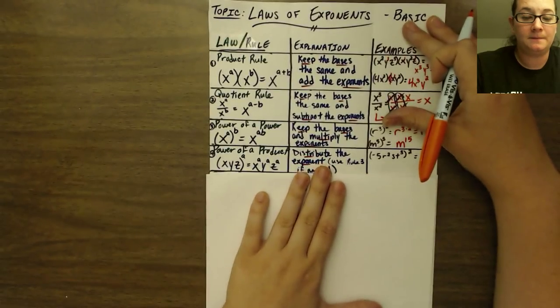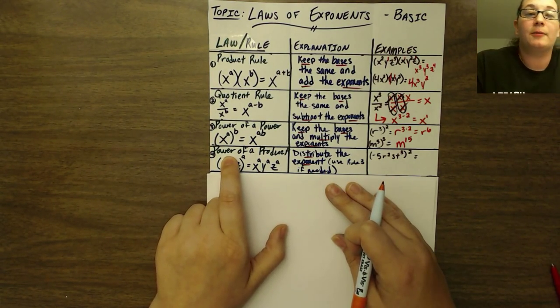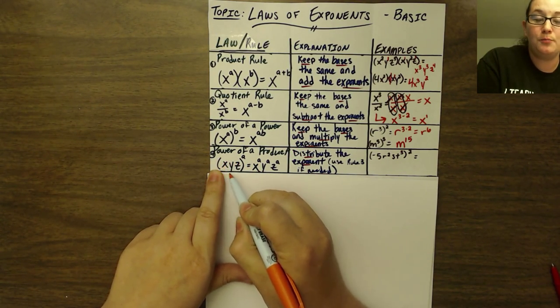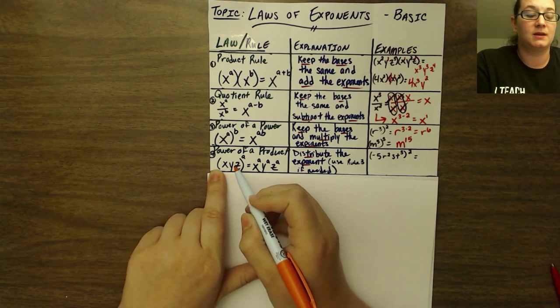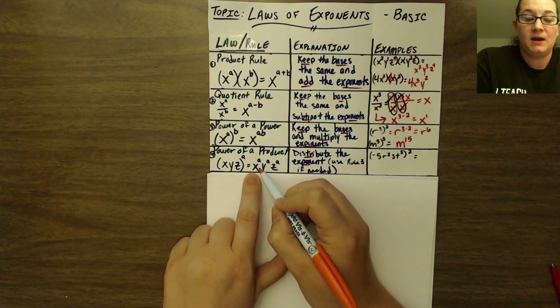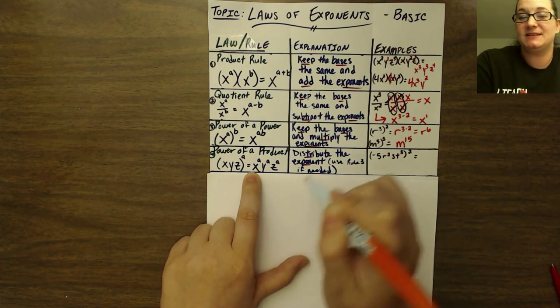The next one is power of a product. What that means is you have certain things on the inside and they're all multiplying each other, and they're all being raised to an exponent. Then I just distribute that exponent to each of those things inside.